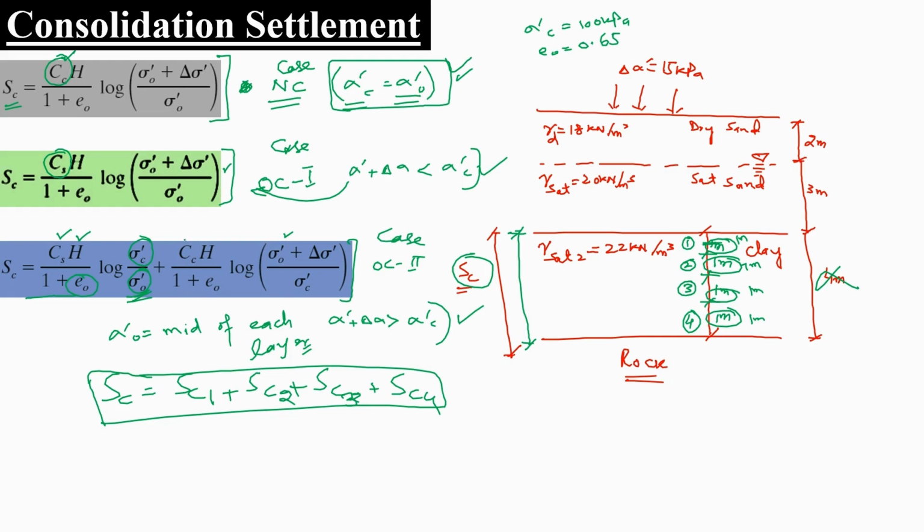And then again we have Cc, we have H, we have e naught. We will calculate four values of sigma prime naught, and delta sigma is given as 15 kPa and sigma prime c is given. So basically our main task in consolidation settlement questions is to calculate sigma prime naught and then find which formula is applicable to our condition. You have two tasks. These are very simple questions.